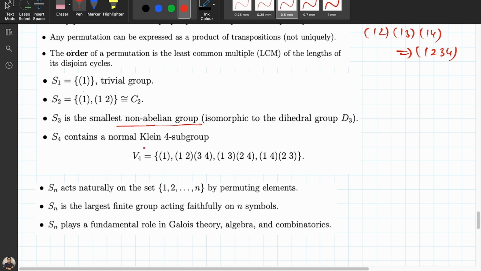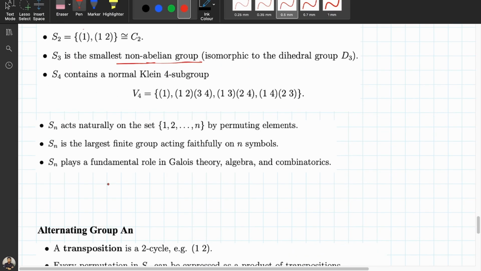S4 contains a normal Klein 4 group. S4 is not an abelian group, but it contains the normal Klein 4 group. It has an abelian subgroup, which we will see in the next subgroup video.